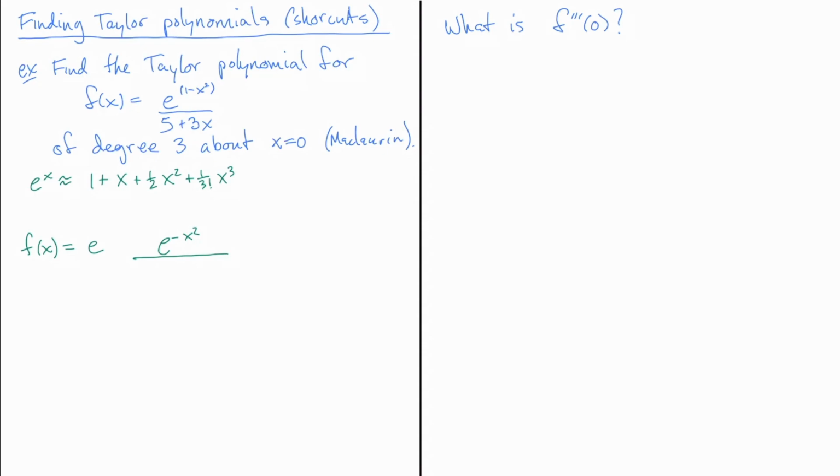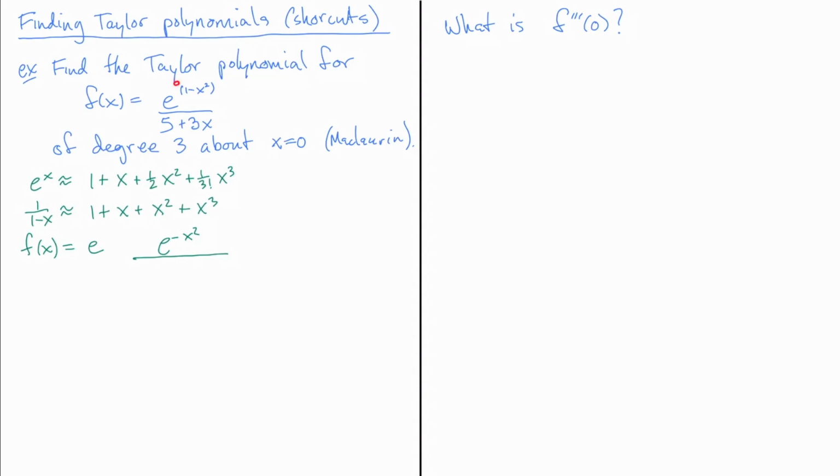And then I also want to use 1 over 1 minus x, which may not be as obvious, but it is, and I'll point out why in a second. So we have 1 plus x plus x squared plus x cubed. And again, I'm going to stop at the cube.